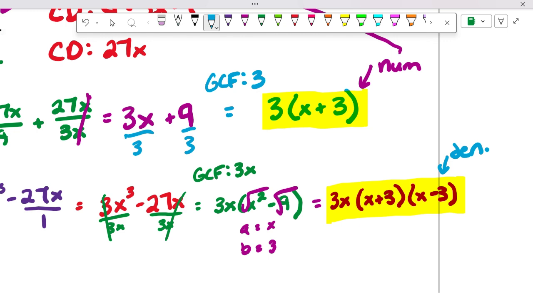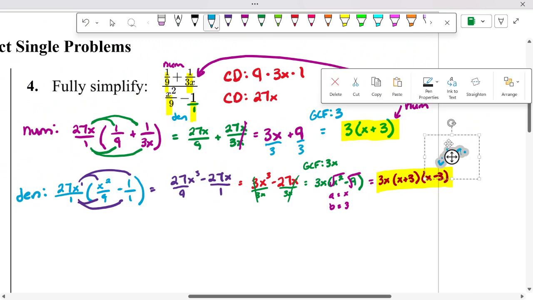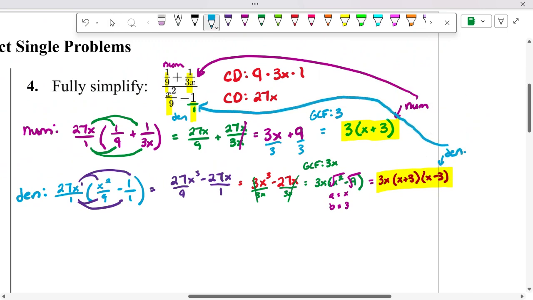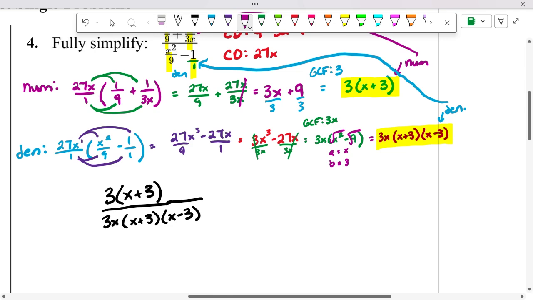So now that I've got both simplified down as best as I can get, I'm going to rewrite it as the fraction. So I'm replacing the numerator with the numerator, the denominator with the denominator. So my new fraction will be 3 times x plus 3 all over 3x times x plus 3 times x minus 3. Now what do you notice? X plus 3's, they're gone. What else? The 3's are gone too. We got one on top, one on bottom.